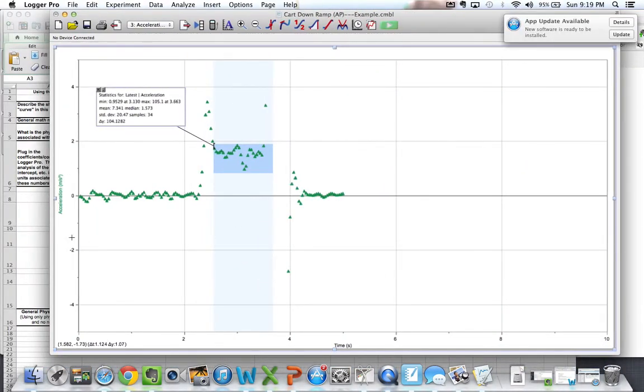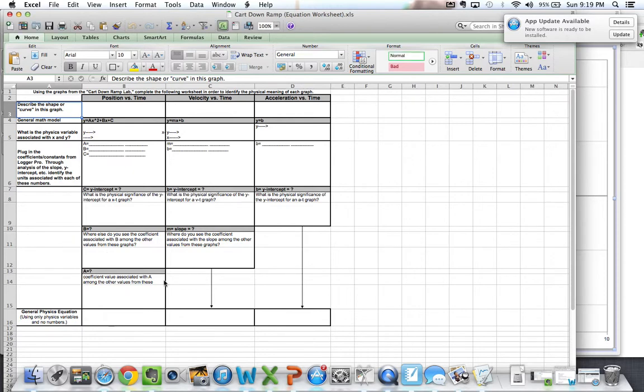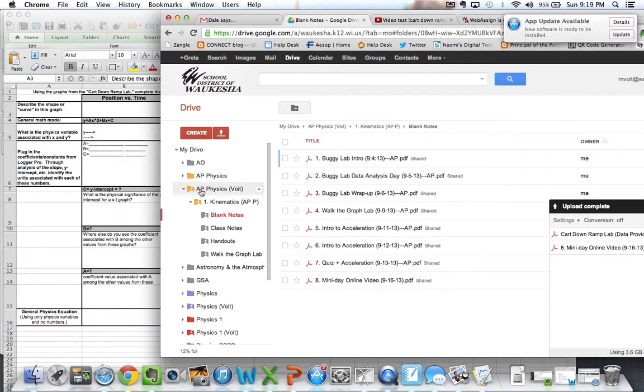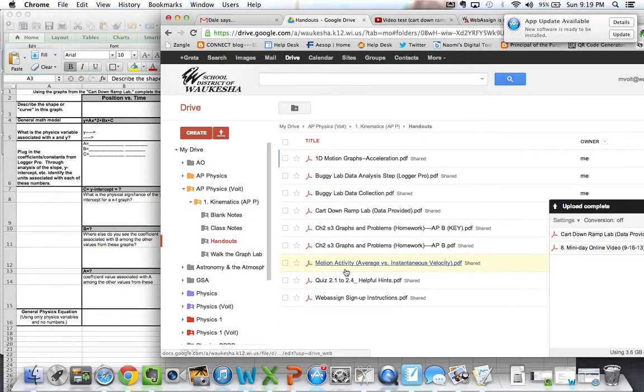Now, with these particular objects and with these graphs, what you're going to be able to get is, you're going to go over to your AP Physics folder in Google Drive. Go down over to Kinematics, go to Handouts, and then there's going to be a portion of this here on your file. Let me see if I can find it. Here we go. Cart down ramp lab data provided.